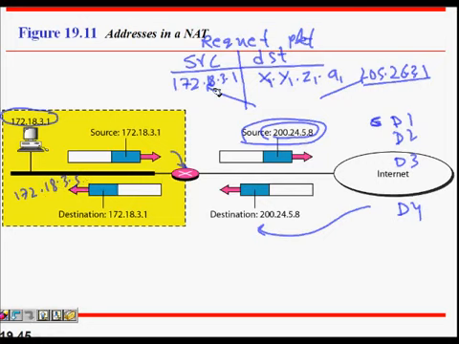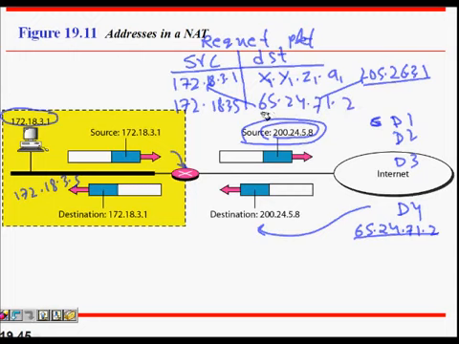Okay, so for example, let's say 172.18.3.5 is sending to D4, which has an IP address of 65.24.71.2. When I send a packet, the source will become the IP address of the NAT, so the source will be 200.24.5.8, but the destination will be this, and I will put an entry here, 172.18.3.5, and here 65.24.71.2. When the reply comes back, the source address is this, and from the NAT table I will find that this is the corresponding internal address to which I have to send, and I will send it.